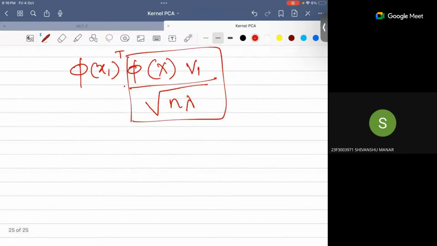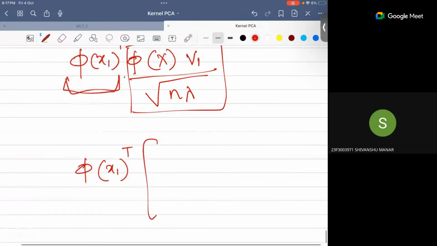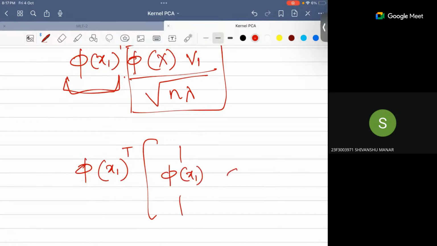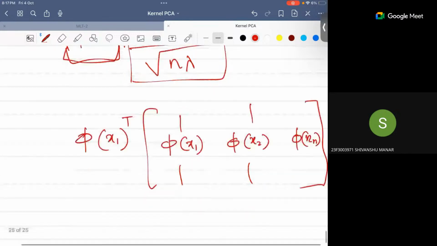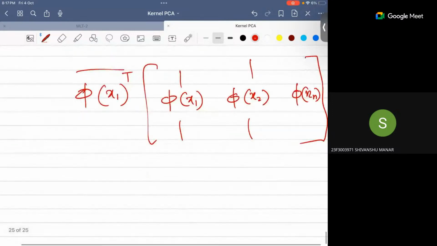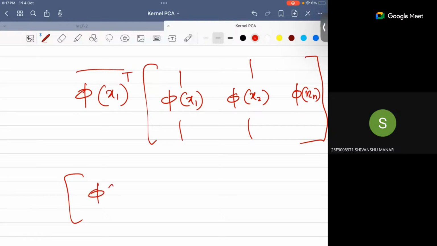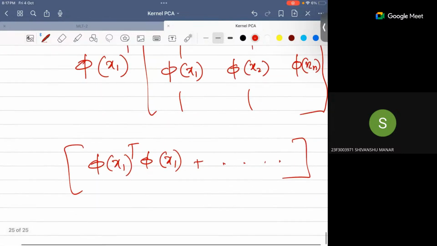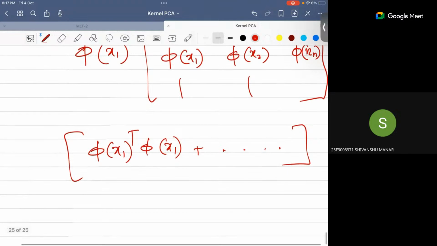Now what will I write? How can I write this phi of x? This will be phi of xi transpose. If I have to write this matrix, it is phi of x1, phi of x2, up to phi of xn, right? Can I write it like this? And if you multiply this matrix, you will get phi of x1 transpose phi of x1 plus and so on, times v1 upon root of n lambda.